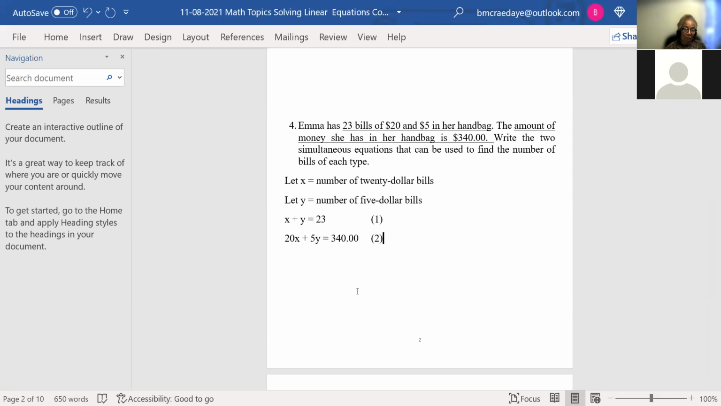Now, if they ask you to find how many, then that's what you went and found. So how many $20 bills did you say there were? I think I said 13. And how many fives? I realized the five wasn't right because it was so much money. Okay, you said 13 20s. That's 260. And then you have $80 left over. And 5 in the 80 goes how many times?